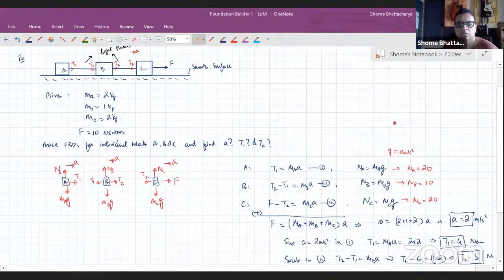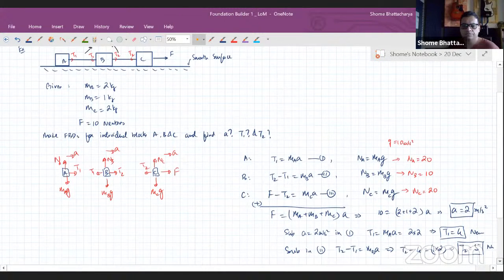Yes, that's why weight minus normal reaction or normal reaction minus weight would be 0. That's correct, Harsh. Okay, so hope this is clear.